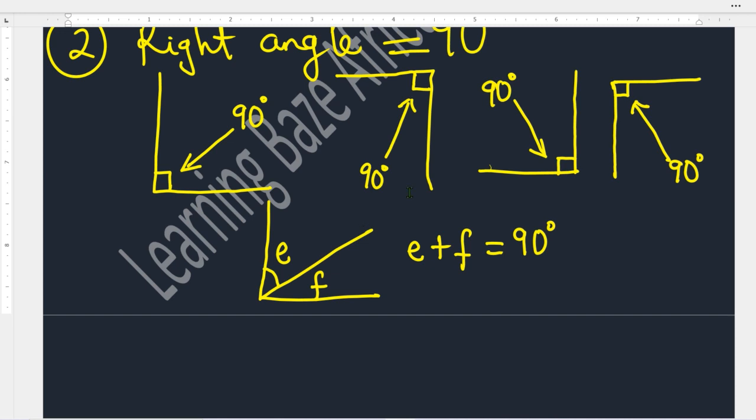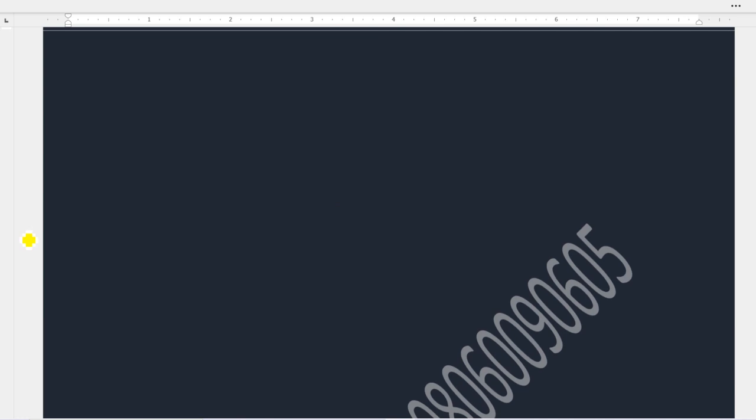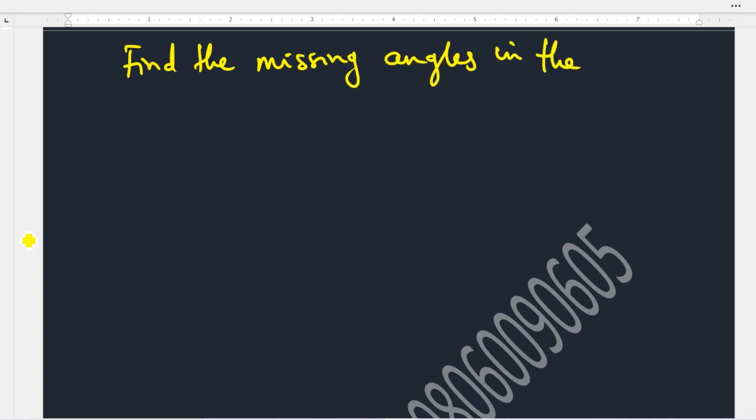So the same thing goes for angles on a straight line. Now let's look at a series of examples. Find the missing angles in the following. Make sure you're writing fast. Look at this.